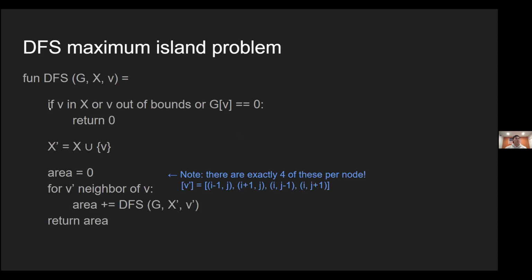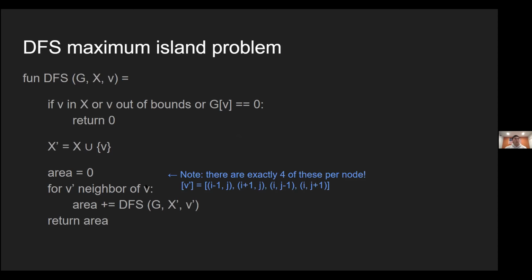index here. So if V is in X or V is out of bounds, we obviously want to return 0, because that's not an island and can't be an island. But like one of your colleagues said earlier, if it's not a 1, right? If this location in the graph is not a 1, we also don't really want to count that as a node. We just want to find the ones. So if it's a 0, we can also just return 0. So this is exactly the same. We add it to the set of nodes that we've seen.